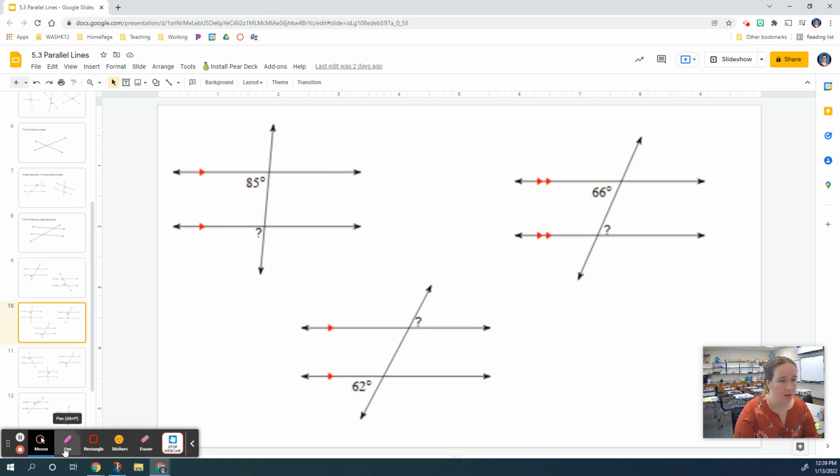Okay. More here. Once again, these are just our corresponding angles. So this would be an 85 degrees. Here, flip it across and then slide it up. This one would be 62 degrees. Here, if I slide it down and it's across, this one would also be 66 degrees.